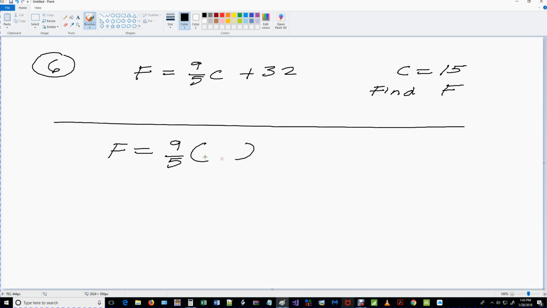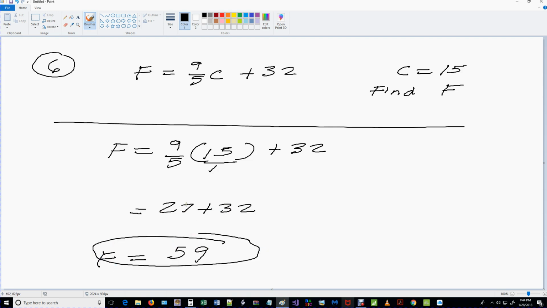C is the temperature in Celsius. In this case, it's 15. So you got plus 32. Now we do this term first. 15 is an integer, so you can actually divide by 1 to make it a fraction. And this 15 is divided by 5. So 15 divided by 5 is 3 times the 9. You got 27 plus 32. And at the end, the temperature in Fahrenheit is 59. So it's 59 degrees in Fahrenheit. And that's the answer.